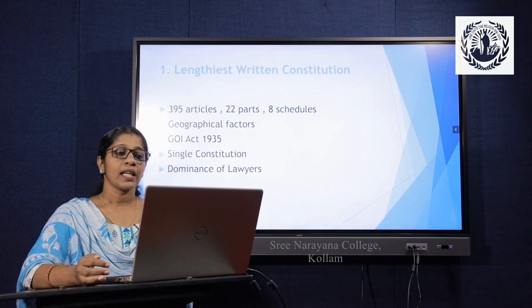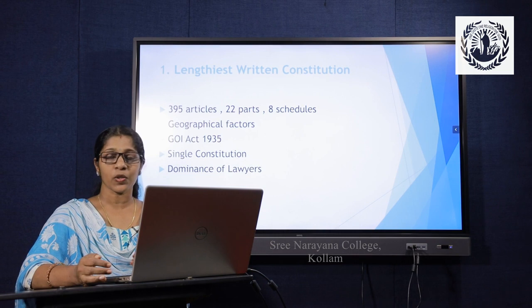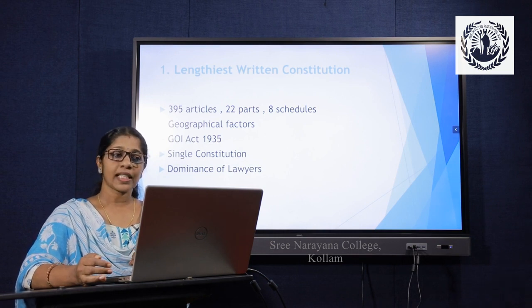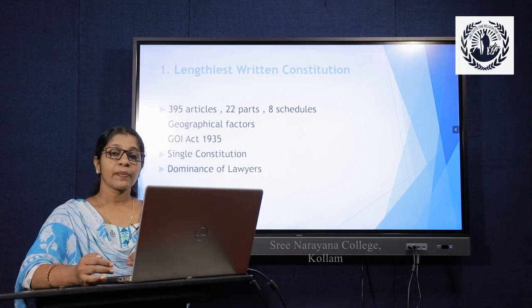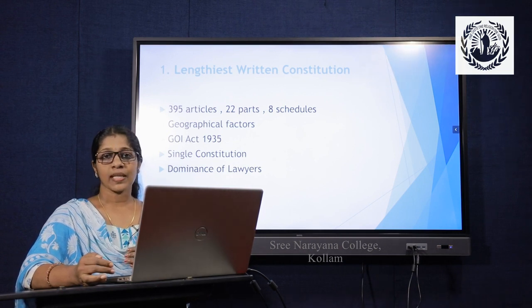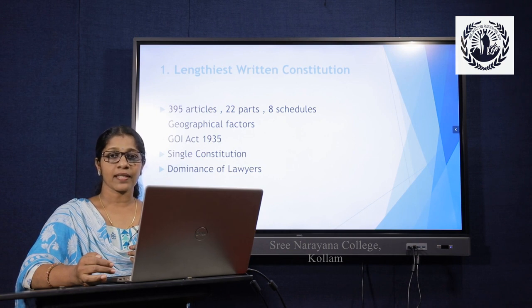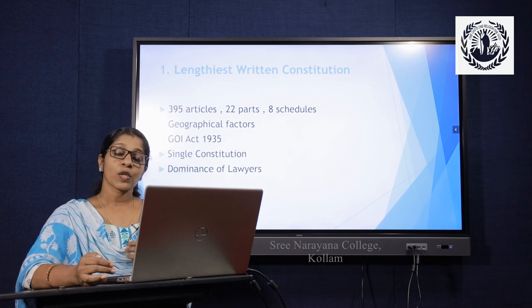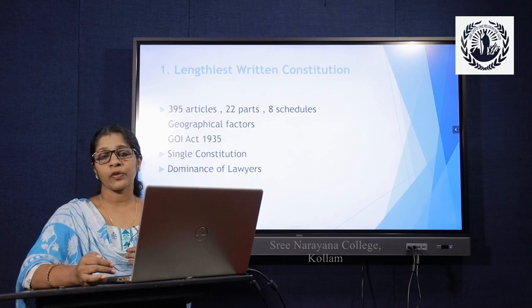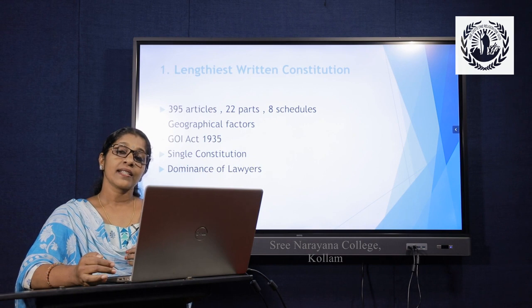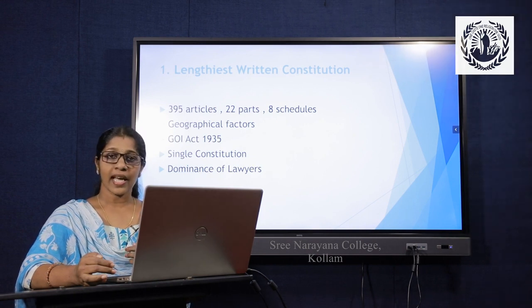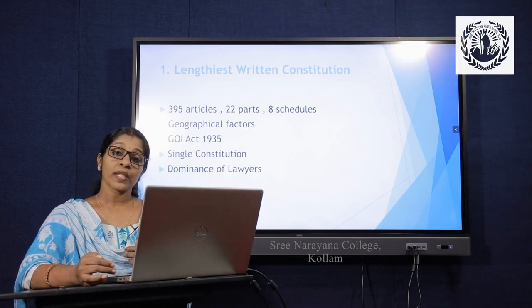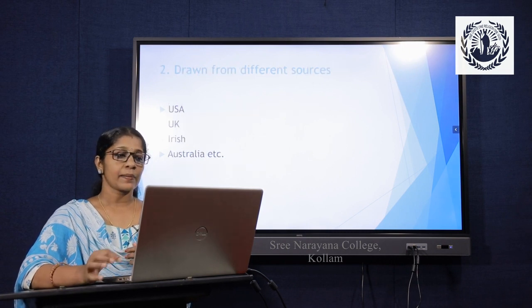First feature is lengthiest written constitution. Our constitution is the lengthiest written constitution. The original constitution contained 395 articles, 22 parts and 8 schedules. The bulky size of our constitution is due to some factors like geographical factors, that is the big size of our country and its diversity, the historical factors like the influence of Government of India Act 1935, and there is a single constitution for both the union and states, and the dominance of lawyers in the Constituent Assembly.